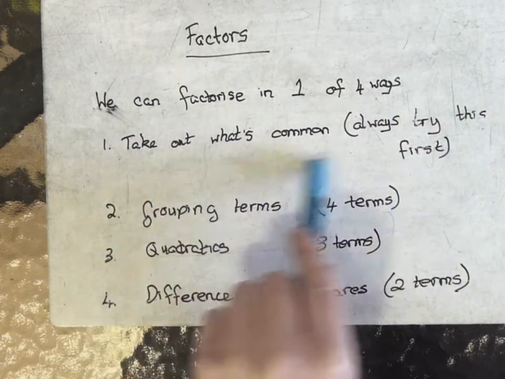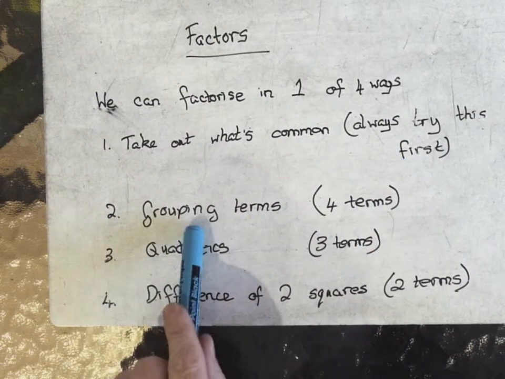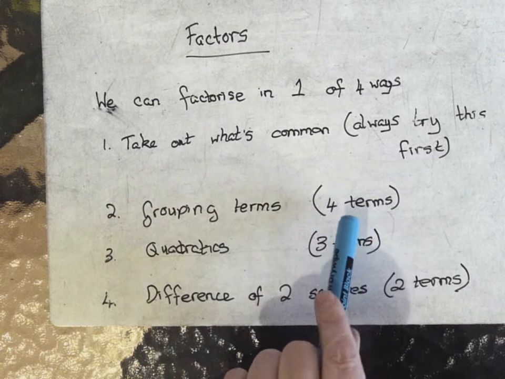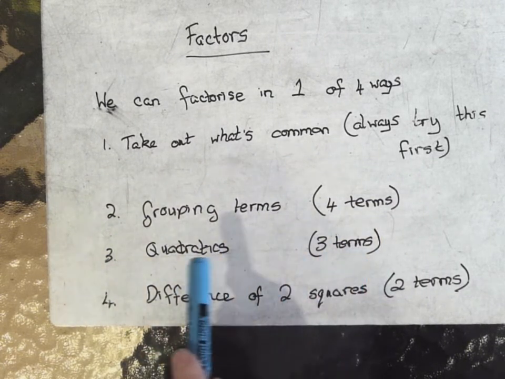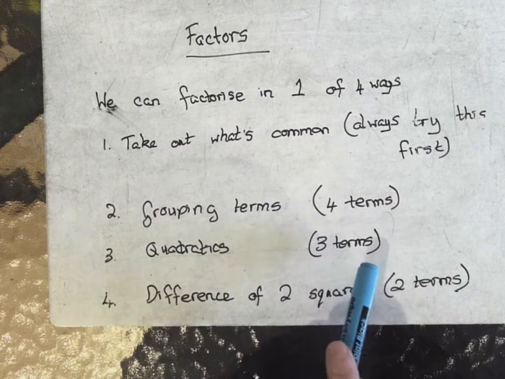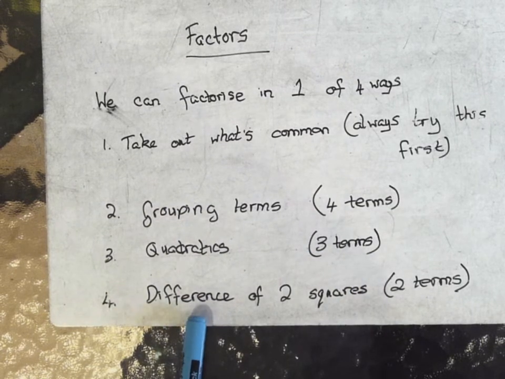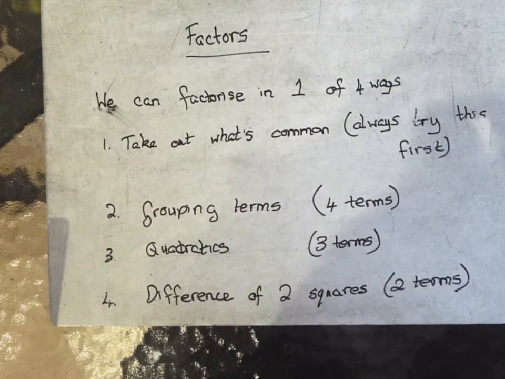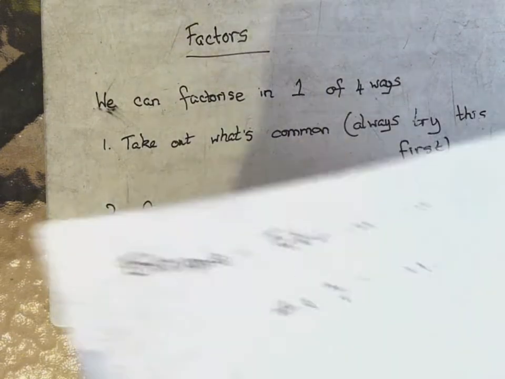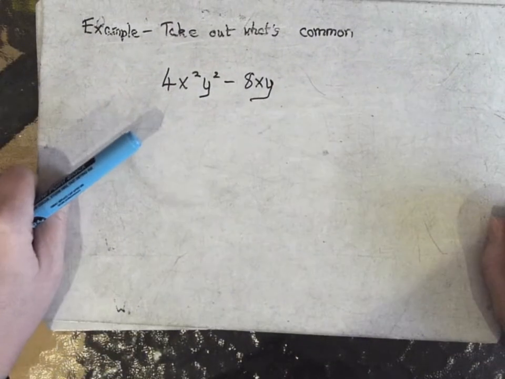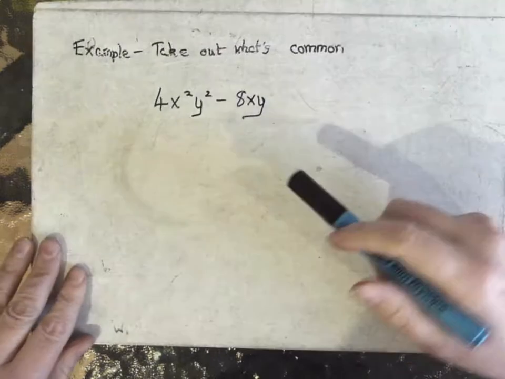Okay, then if there's nothing common, it's probably grouping terms, which is 4 terms. It could be a quadratic, which is 3 terms, normally an x squared term, an x term, and a number. Or it could be the difference of 2 squares. So I'm going to do a couple of examples of each one. The first one is the easiest one, but it's the one you always try first.